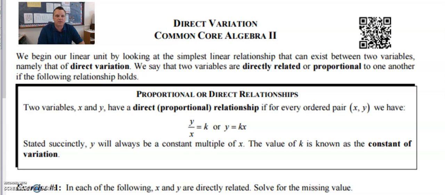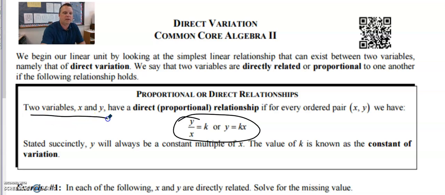So we're going to start with direct variation, or proportions. They're synonymous. They have what's called a constant of variation. If you have 2 variables, x and y, that have a directly proportional relationship for every ordered pair, then the constant of variation will be the same. So if you take your y over x, any fraction, and simplify it, you should get the same k term every single time.